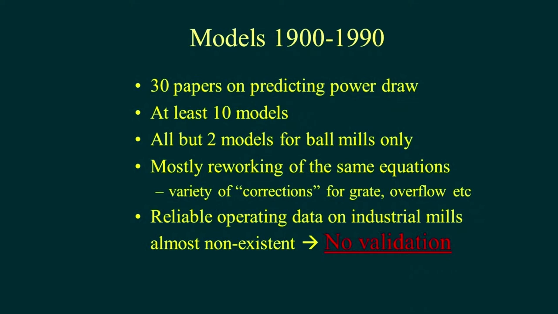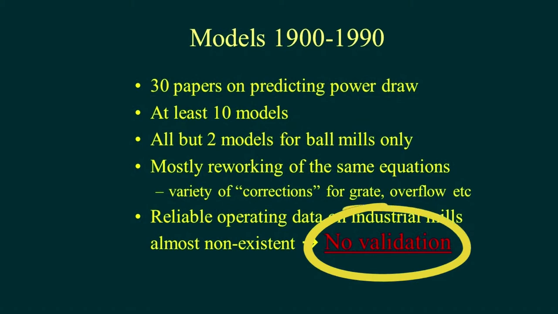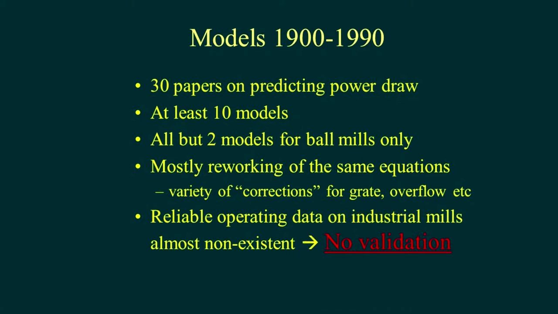And one of the biggest problems I found, as a researcher, which is what I was then as a PhD student, was no validation data whatsoever. So there are all these models by researchers saying, here's my model, but nobody had taken the trouble to see whether they actually worked or not. The only one that had done anything in that field, again, is Bond, and Bond also had a power draw model, but Bond never published any of his data. So from a student's viewpoint, there was nothing out there. And one of the jobs I had to do was go and collect it from plants.